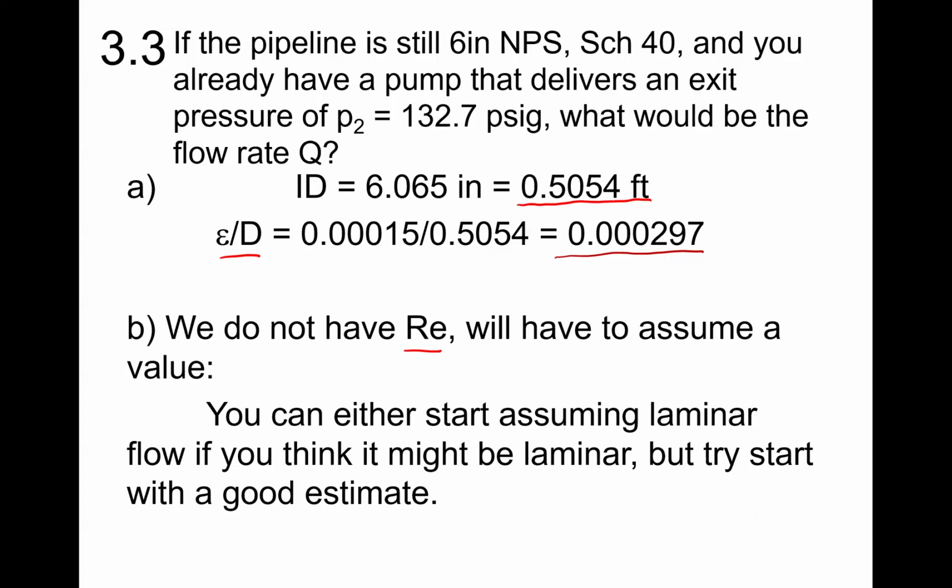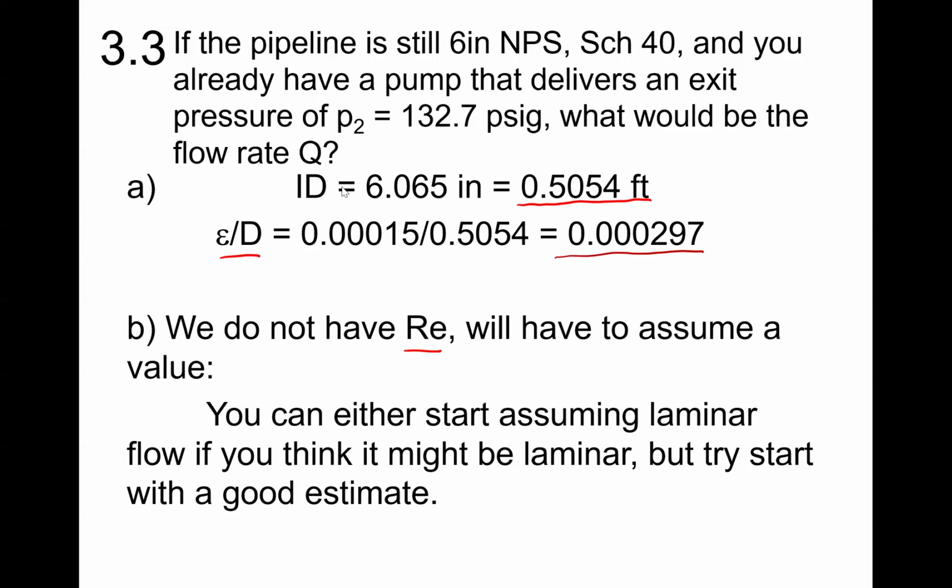If I don't have my friction factor, then I cannot do any calculations, right? I cannot go back to the energy balance to solve for the velocity. So what is it that we need to assume? Well, we can either start assuming a laminar flow, if you think it might be laminar, but we need to start with an estimate of either the Reynolds number or the velocity. Because the velocity is what we don't know, right?